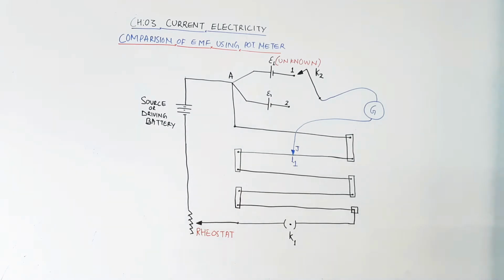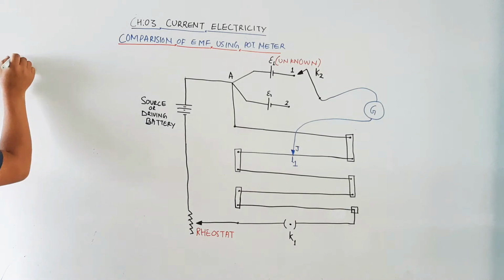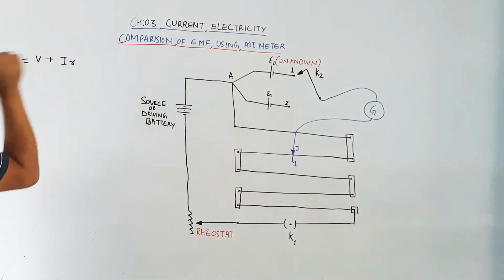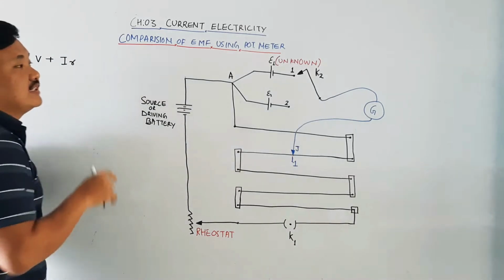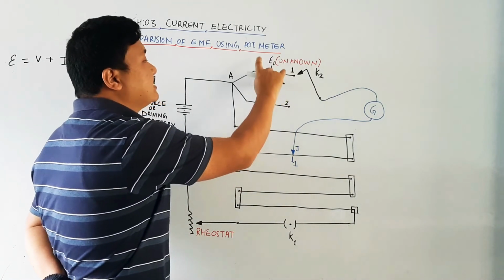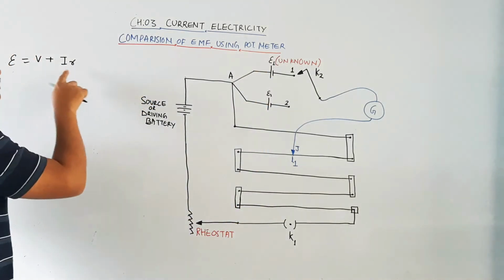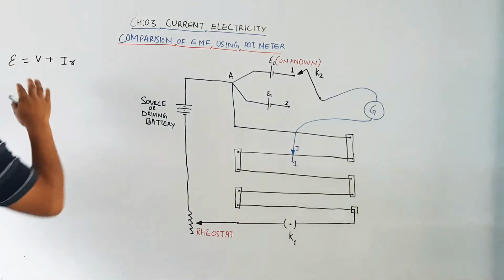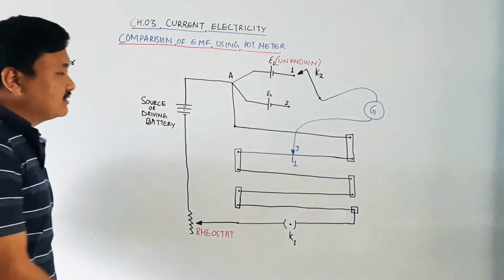Now see, from the circuit equation, we know that EMF is equal to V plus Ir. What is r? This r is the internal resistance of the cell, and I is the current flowing through the cell, and V is the potential difference.